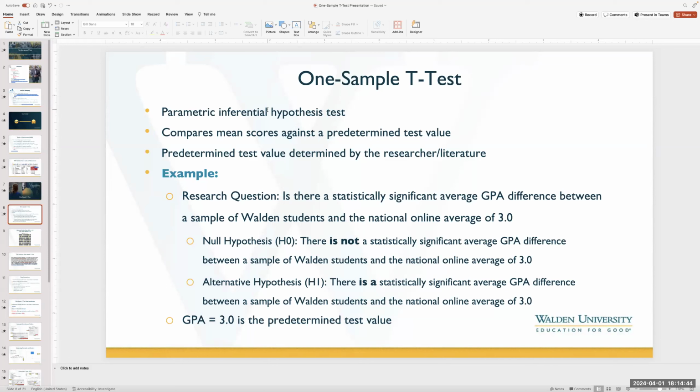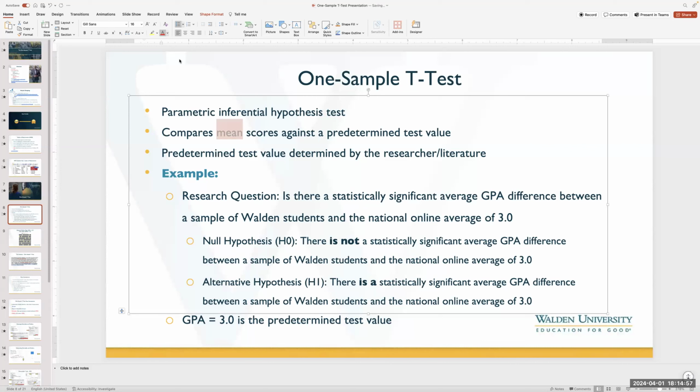But what does this one sample t-test do that other tests are not appropriate for? Well, what it's going to do is compare mean scores. And we know from descriptive statistics that our mean score is the average. So we're going to compare an average score against a predetermined, that is the important word, predetermined value. Now, where does this predetermined value come from? Well, in research, it is determined by the researcher, or the literature may lead you to understanding what test value you should be comparing an average against.